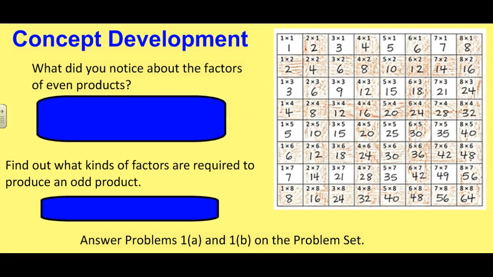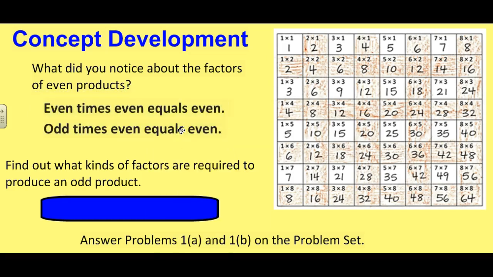Okay, still looking at this chart, what did you notice about the factors of the even products? Look at all of the even products, meaning the ones that are shaded orange. What do you notice about those factors? We just looked at this on the previous page as well, and we related the factors, seeing if they were even or odd. So we noticed that even times even is going to equal even, and odd times even equals even.